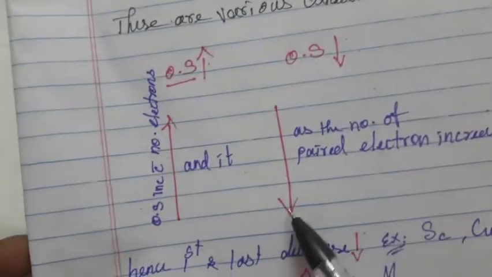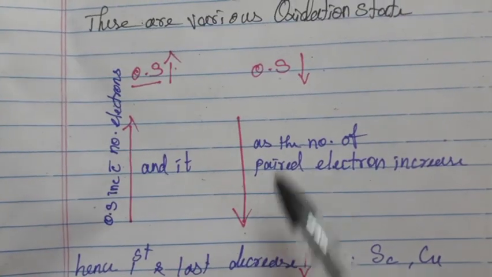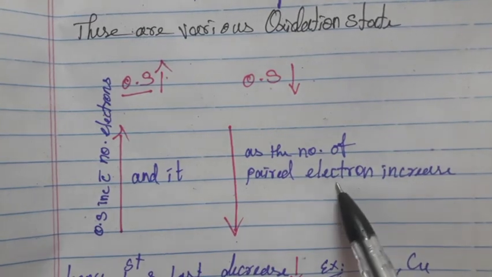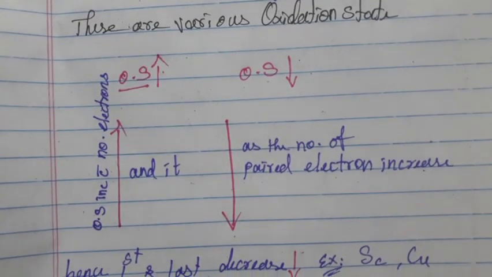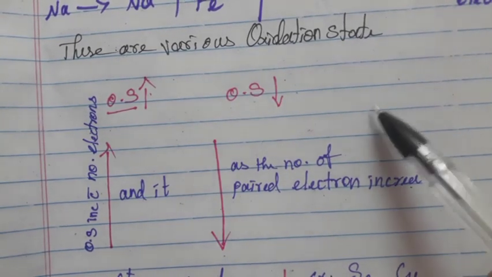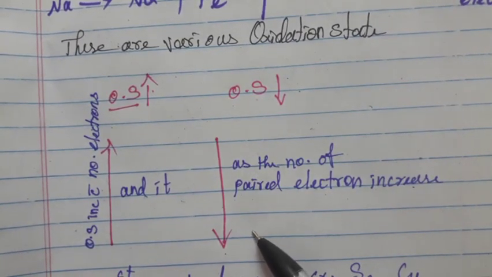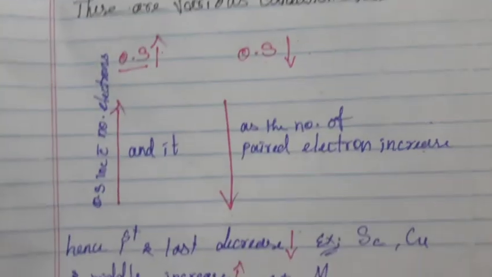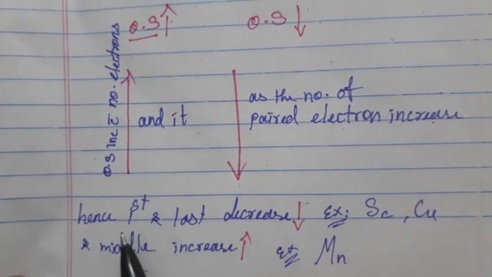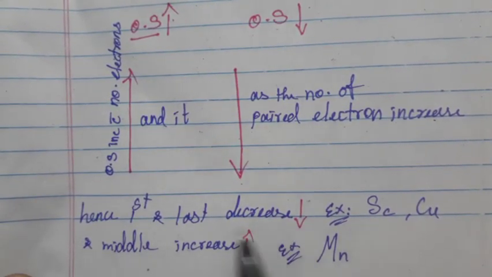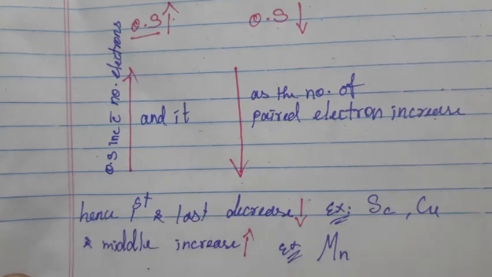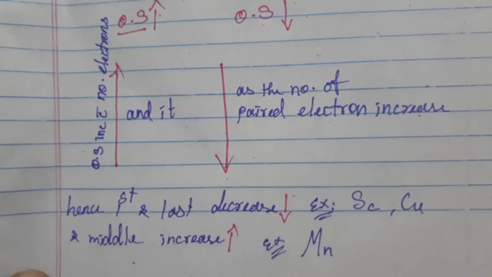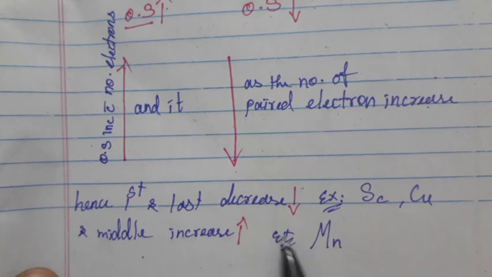And it decreases. அது எப்போ டிக்ரீஸ் ஆகும்? இந்த ஆக்சிடேஷன் ஸ்டேட் எப்போ டிக்ரீஸ் ஆகும்? As the number of paired electrons increase. எப்போ paired electron increase ஆகுதோ அப்போ oxidation state will decrease. எப்போ number of electrons increase ஆகுதோ அப்போ oxidation state also will increase. Hence first and last decreases, the oxidation state வந்து ஃபர்ஸ்ட்லையும் லாஸ்ட்லையும் decrease ஆகும். For example scandium and copper. And middle increases, example manganese.